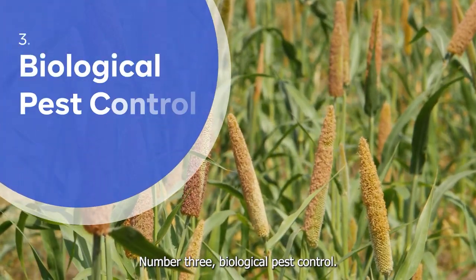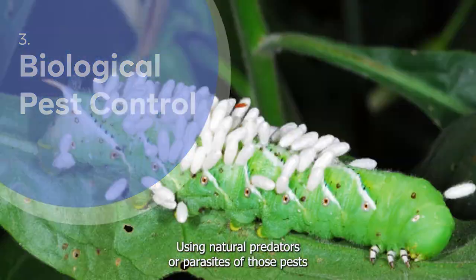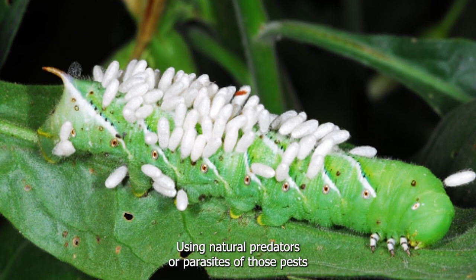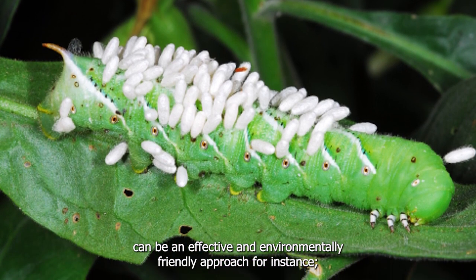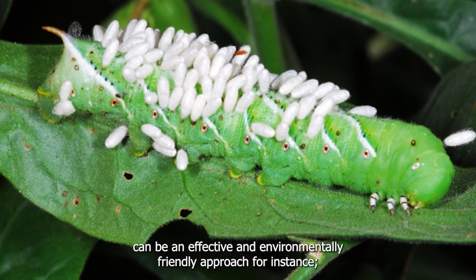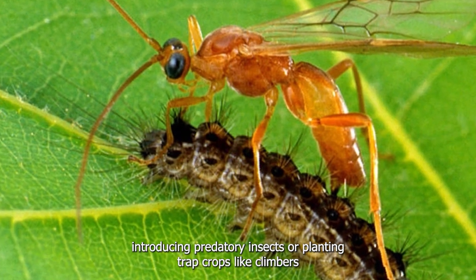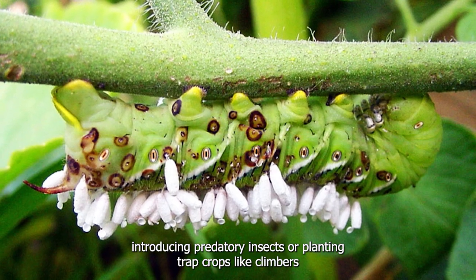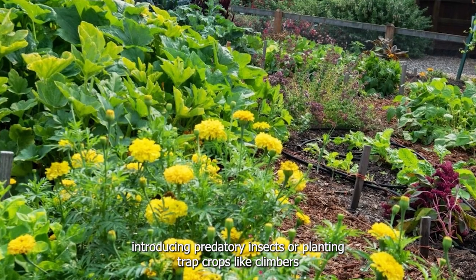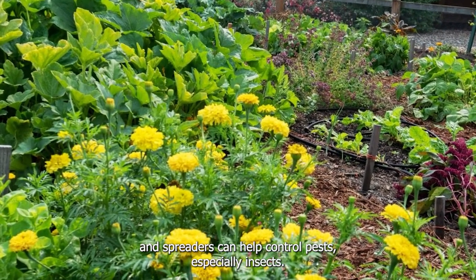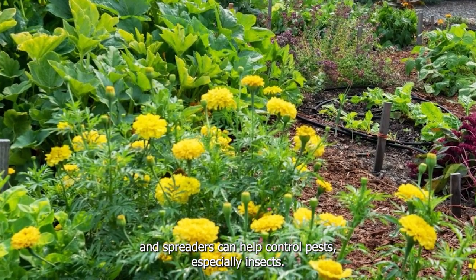Number 3. Biological pest control. Using natural predators or parasites of those pests can be an effective and environmentally friendly approach. For instance, introducing predatory insects or planting trap crops like climbers and spreaders can help control pests, especially insects.